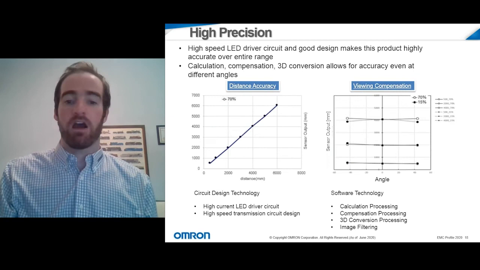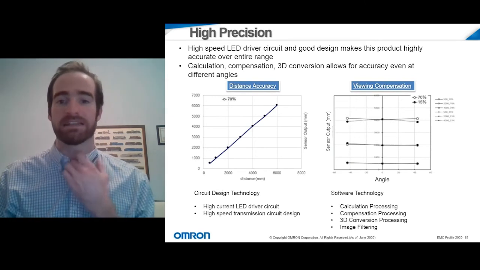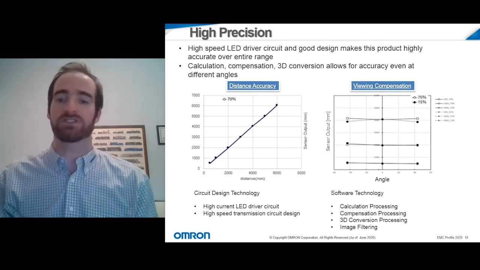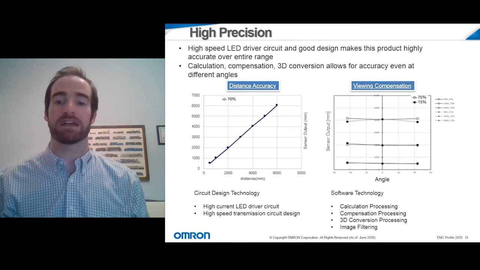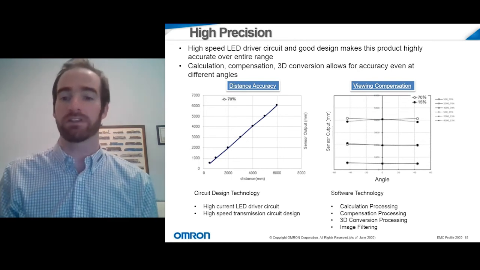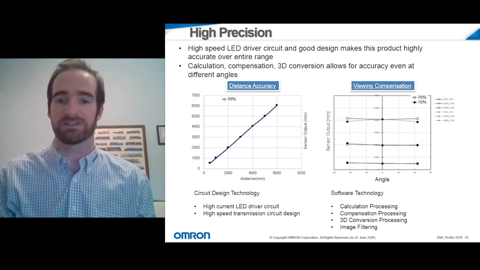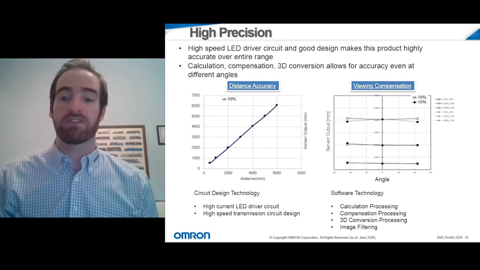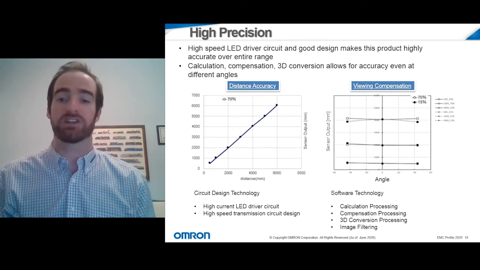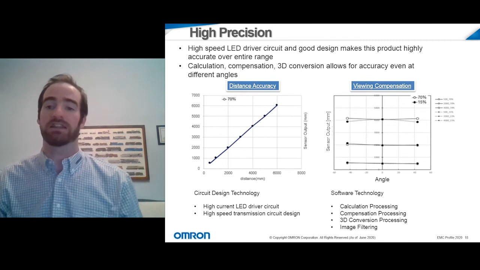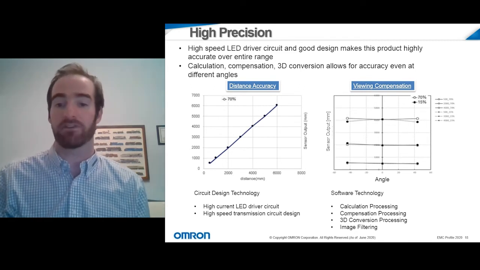And then our high precision and our distance compensation, our high-speed LED driver circuit and good design make this product a highly accurate sensor over the entire range of measurement that the sensor is capable of. We have calculation, software compensation, and 3D space conversion, allowing for accuracy even at these different angles.